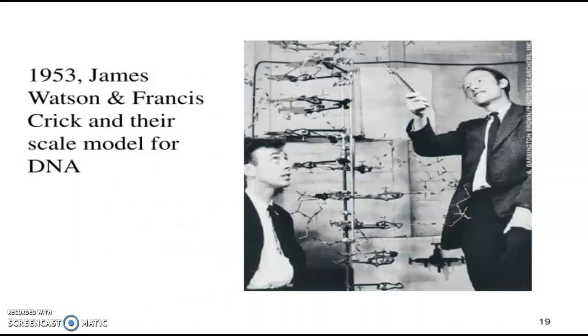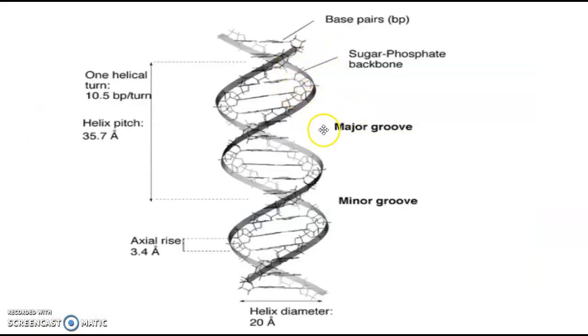In 1953, James Watson and Francis Crick built a scale model for DNA, and they formed the DNA structure. It is also called the Watson-Crick model of DNA structure. This model has base pairs and a sugar phosphate backbone. So this is the major groove and this is the minor groove. They form two types of grooves in the structure, one is the major groove and another is the minor groove. So this is one helical turn.